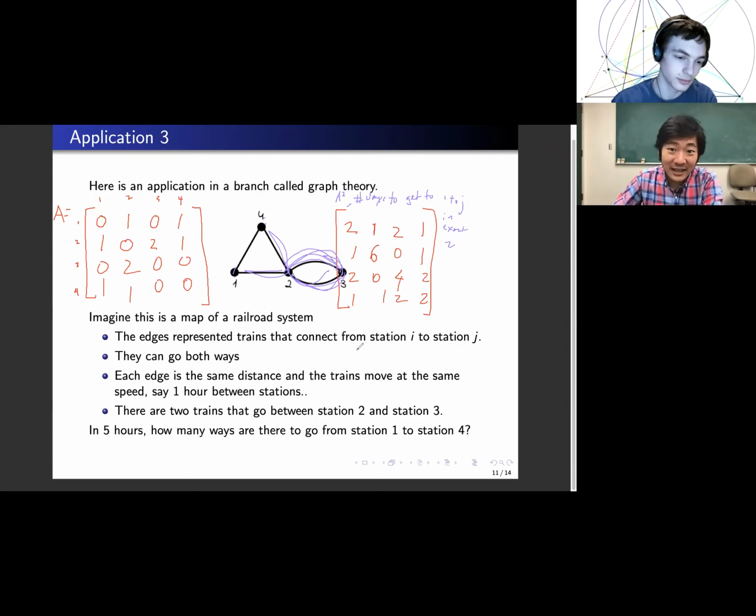And so that's that. So in order to answer this question, 5, what you want to do is basically compute A to the 5th, or multiply this 5 times. So this is A times A times A times A times A. And you would do this row column thing. So of course, by hand, it'll take a long time, but you should plug it into a computer or a calculator, and it will tell you how many ways there are.